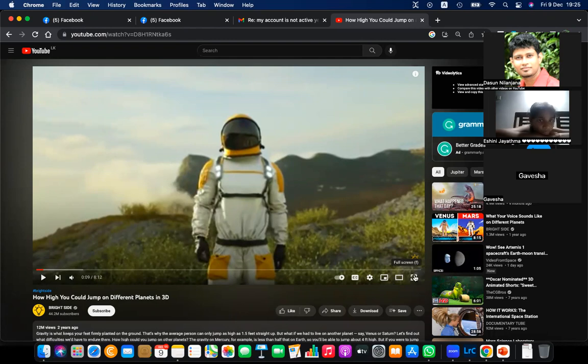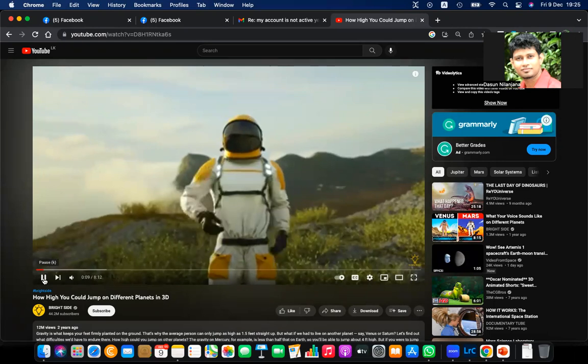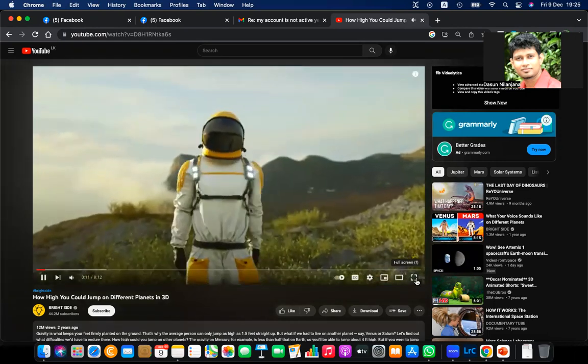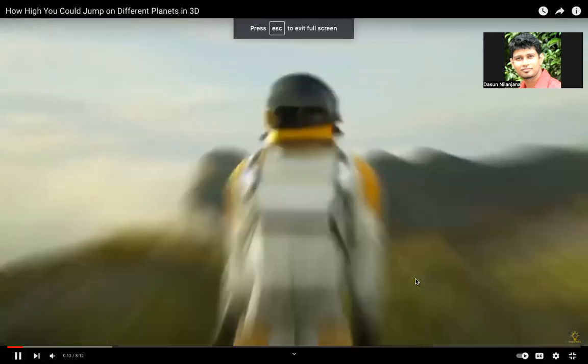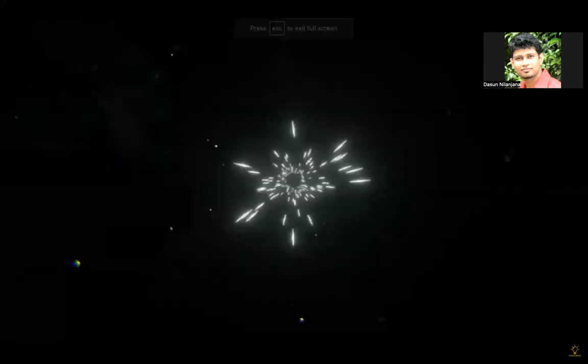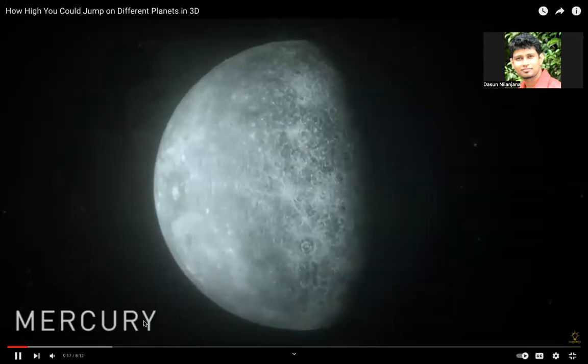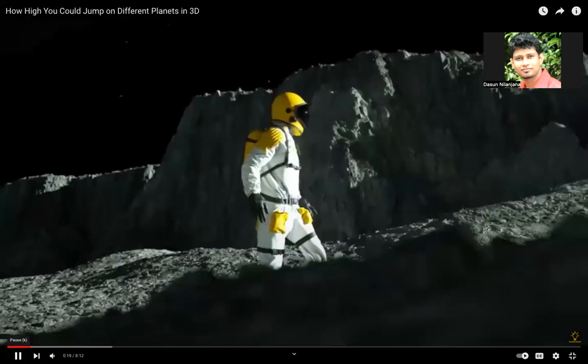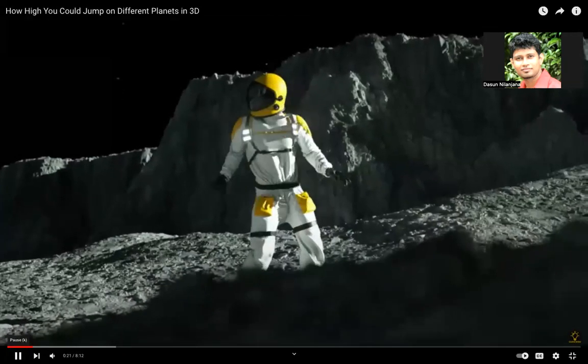Right, okay. So if we jump on Venus or Saturn, let's find out what difficulties we'd have to endure there. We'll try Mercury first as it's closest to the sun. The gravity on this planet is less than half that on Earth.